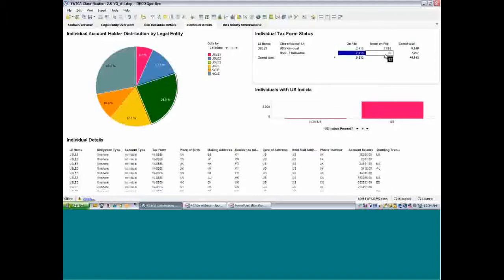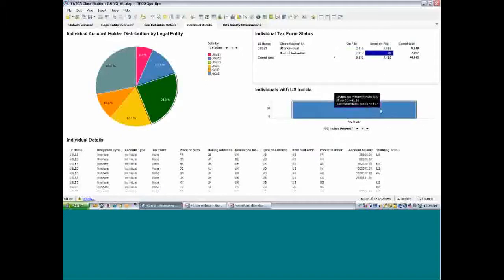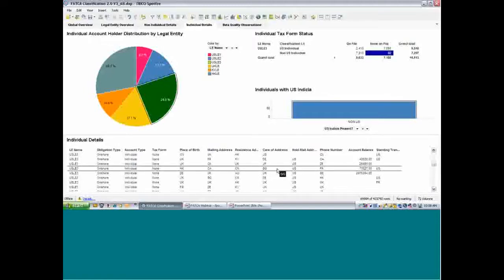Now for the small portion, just 82, that do not have U.S. indicia, or I'm sorry, do not have a tax form on file, we see that they have no U.S. indicia at all. So there's that small portion where if we get a tax form from the client, that should suffice for FATCA. Again, in this view, we've pulled up the individual details, so if we wanted to, we could go down further and look at some of the individual cases, or we could export this subset of the larger individual population out to an analyst for detailed review.